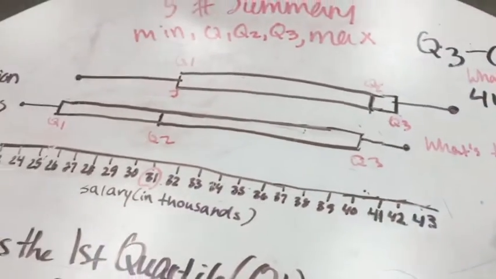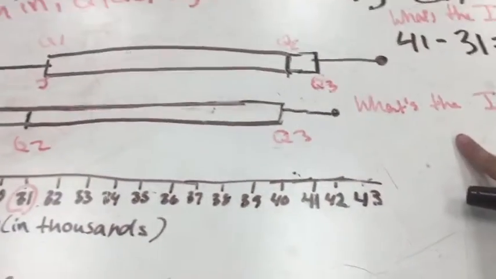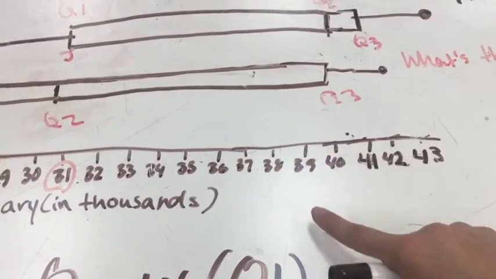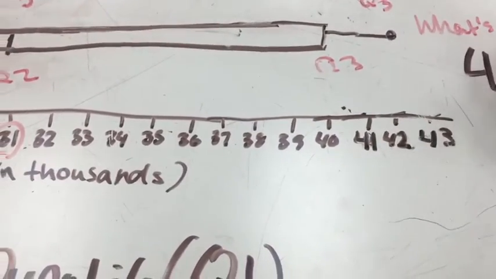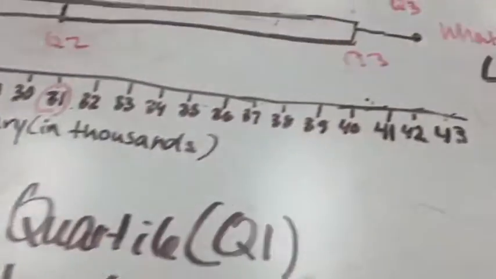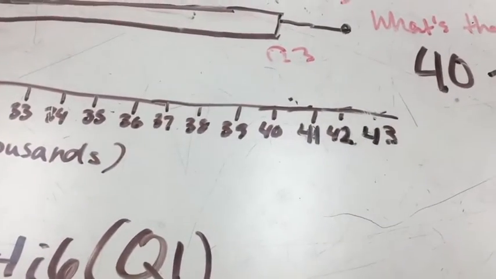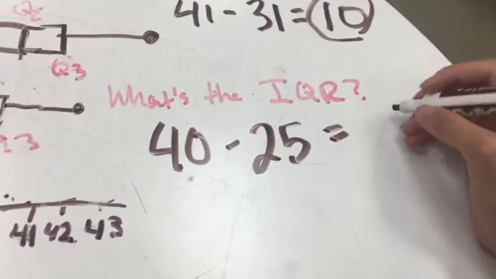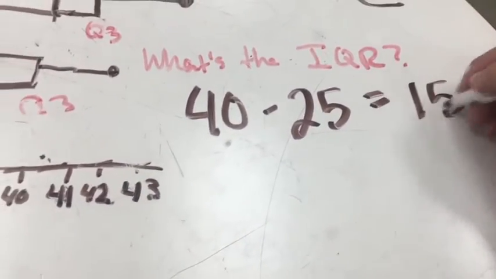So if we wanted to do that one for a teacher, what we would do is take their Q3, which looks like it's at 40, minus their Q1, which is at 25, and that is 15.